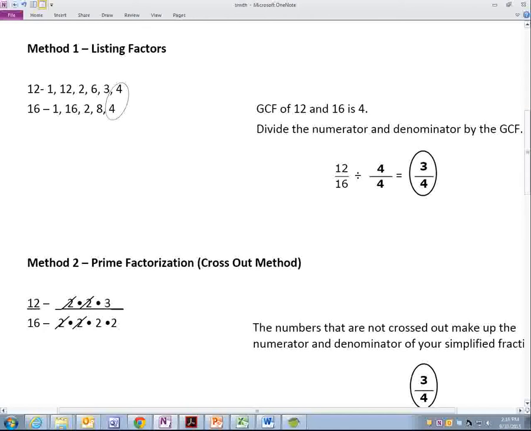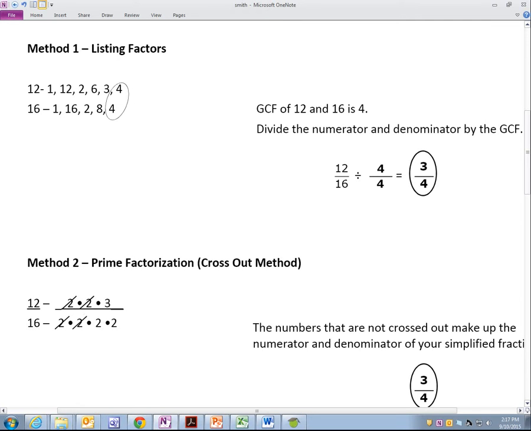Method 1 using factors. Factors is what we did last week. You got to list those factors. The way that you can do that is by memorizing those divisibility rules that we had last week. Then they have 1 listed as a factor, but that's pretty much assumed.